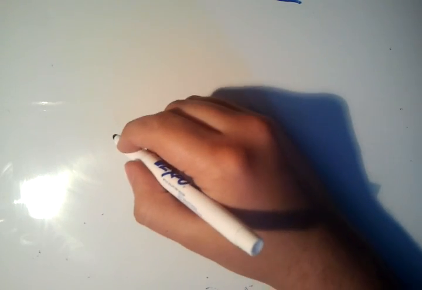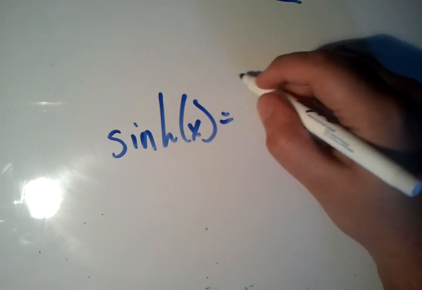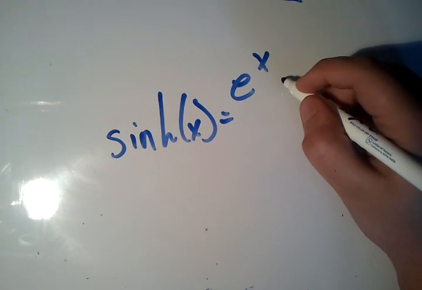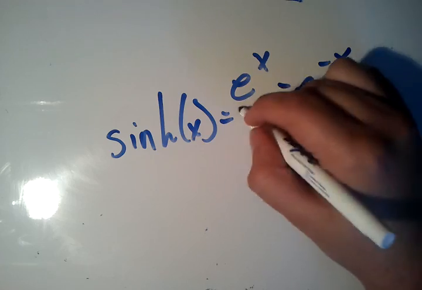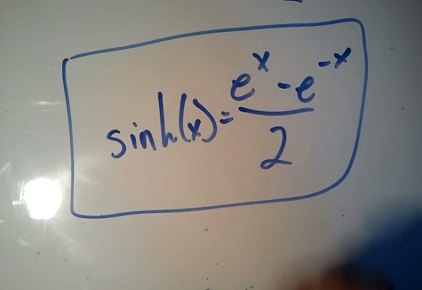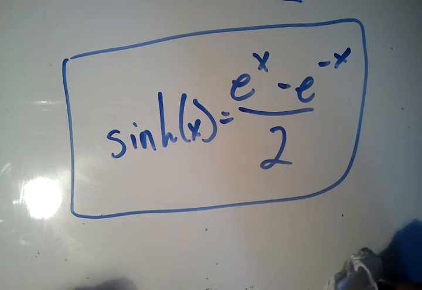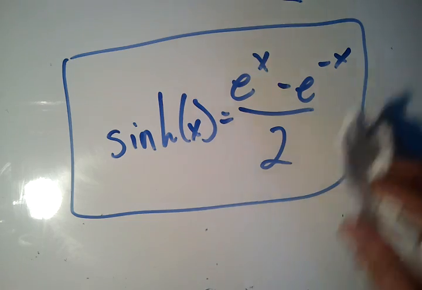And the hyperbolic sine has this exact definition. Hyperbolic sine of x is given by e to the x minus e to the negative x, over 2. And hyperbolic cosine is given by e to the x plus e to the negative x, over 2. In this video, we'll be going over a bunch of identities that arise from the hyperbolic functions and how they're defined.